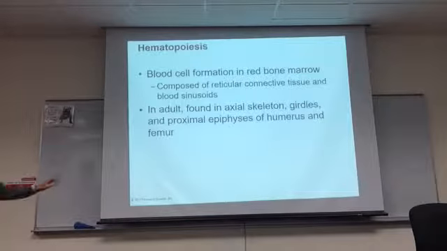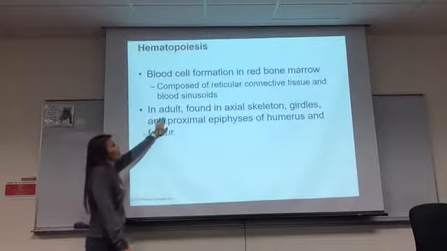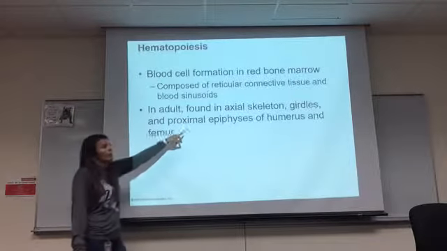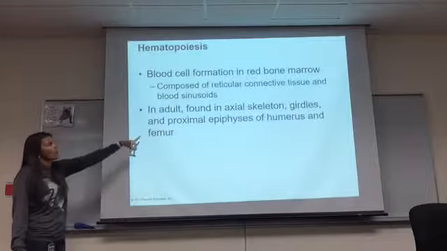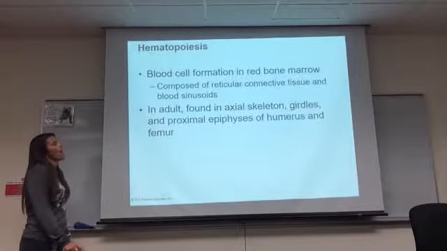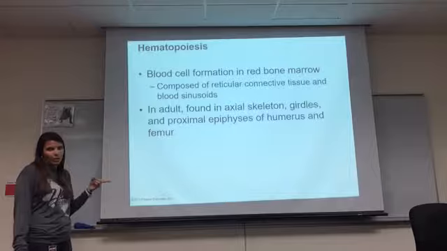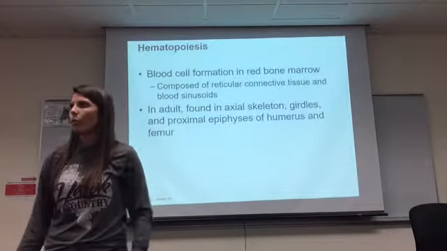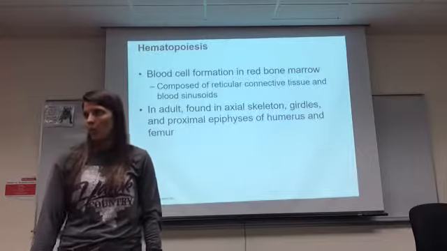So hematopoiesis. In adults, where does this process take place? Wherever red bone marrow is. So axial skeleton, the girdles, proximal epiphyses of the humerus and the femur. And again, a major blood portal for us is going to be our femurs. Okay?